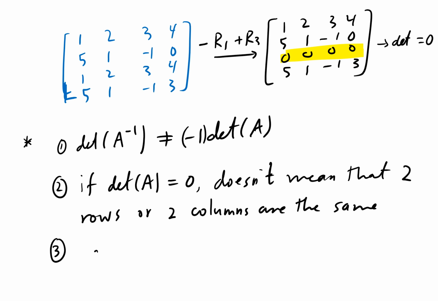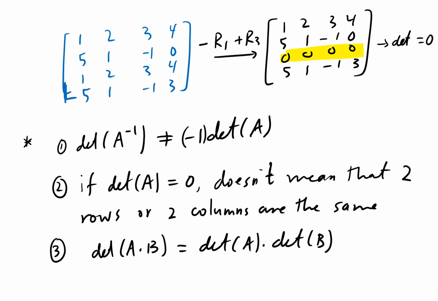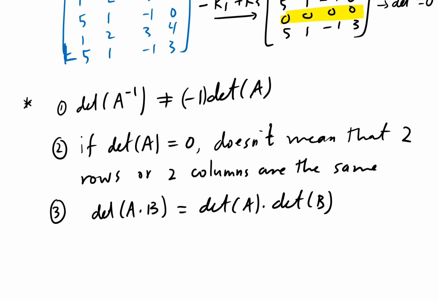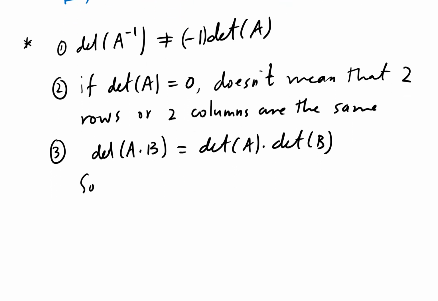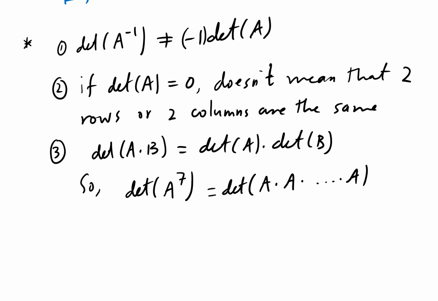Three, we told you that the determinant of A times B, if they have the same size, is the determinant of A times the determinant of B, right? I'm going to use this to look at what's the determinant of A to the 7th power. Like if they ask you, find the determinant of A to the 7th. Well, the way this works is you do determinant. A to the 7 means A times A times A 7 times.